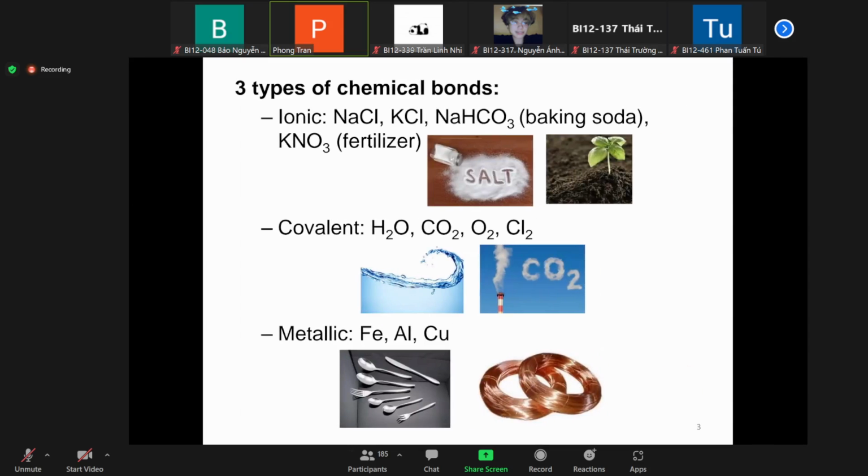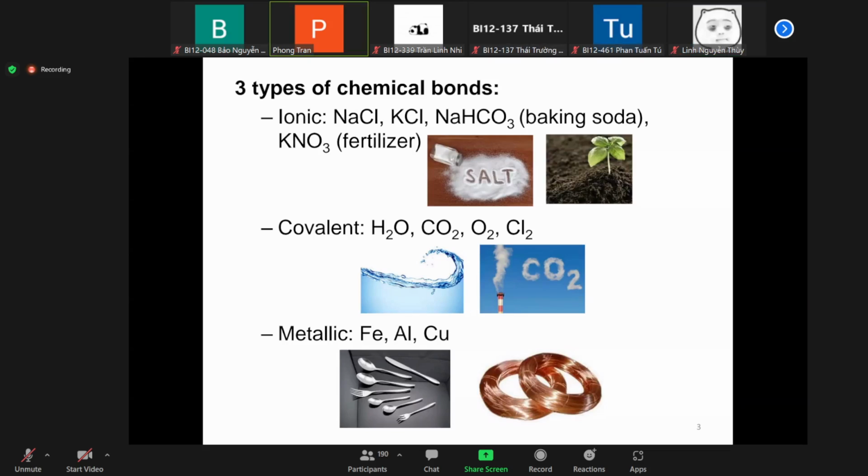So when you look at different chemical bonds, basically you can classify chemical bonds into three different families. First, ionic bonding. You can find ionic bonds in sodium chloride and potassium chloride. In ionic bonding, you have a cation bonding with an anion through electrostatic interaction.